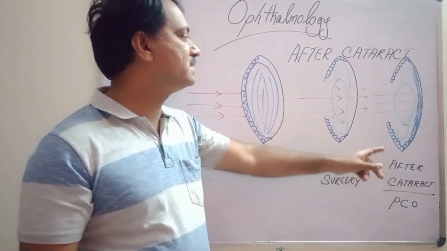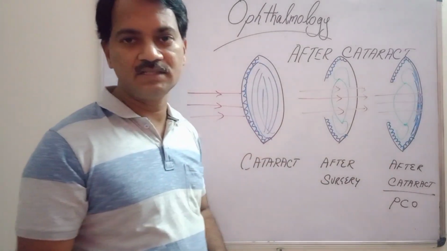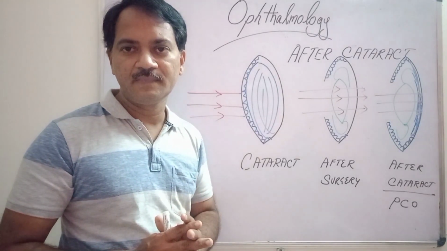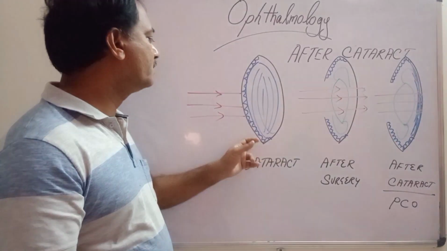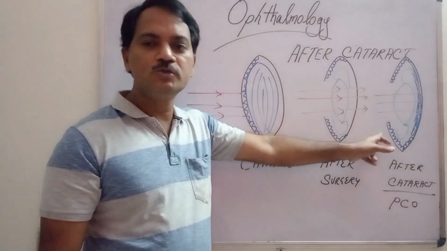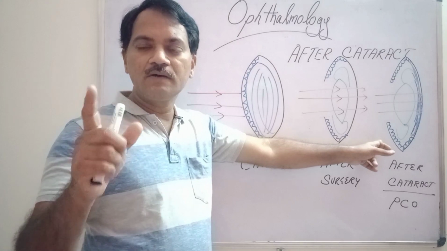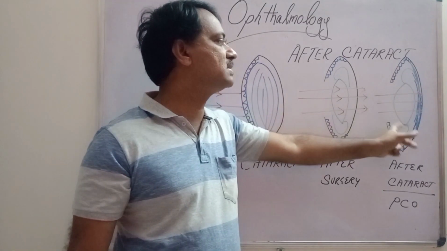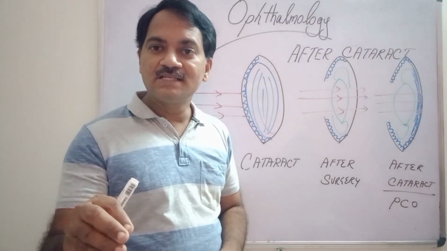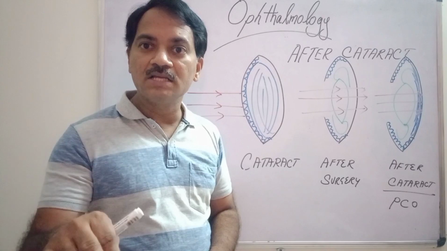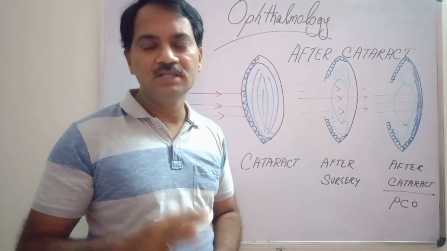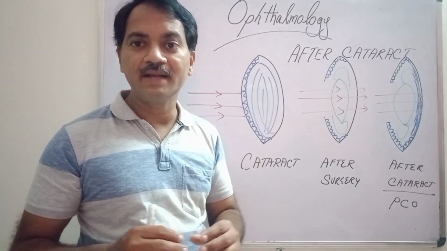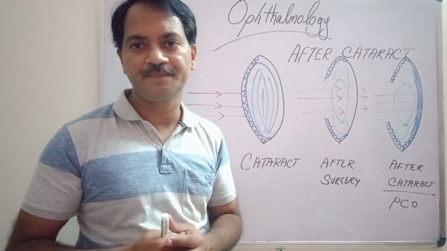These lens fibers which are formed after cataract surgery will not be clear. Why are they not clear? Because unlike a normal lens, this capsule is open. So whatever aqueous humor is there in our eye will also pass around this IOL, in which these lens fibers will be immersed and soaked. So these lens fibers get opaque and become cataractous lens fibers.